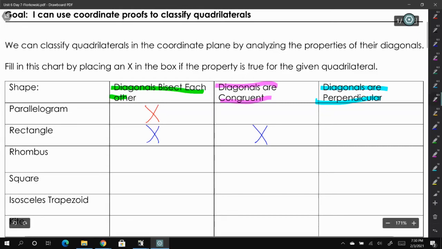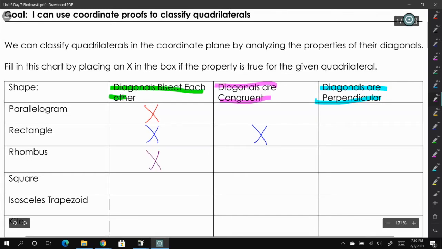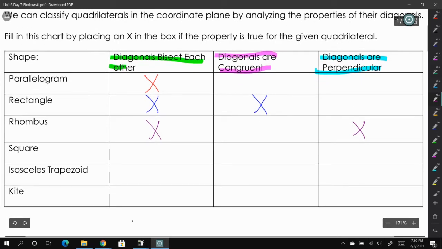But in a rectangle, the diagonals are not perpendicular. For the rhombus, since the rhombus is still a parallelogram, the diagonals bisect each other, but the diagonals are not congruent. However, they are perpendicular. For a square, a square has all three of them. A square is a parallelogram, so the diagonals bisect each other. The square is a special type of rectangle, so that means the diagonals are congruent. And the square is also a special type of rhombus, so the diagonals are perpendicular.